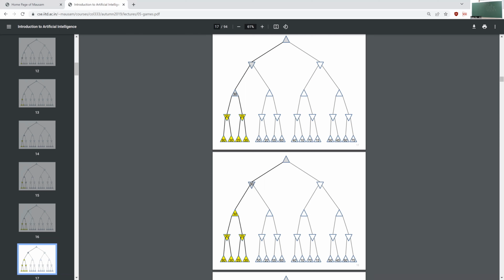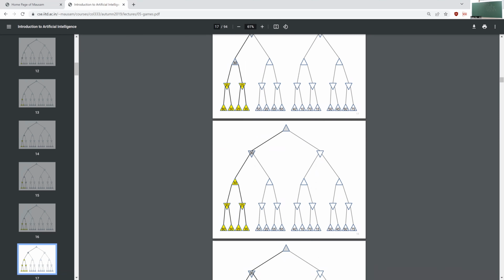Now, out of these two children due to two actions, 30 is better. 30 is greater than 25. So for the max player, it is always better to move left and go to the node 30 and not 25. Right. So that's why 30 is the minimax value of the max node.